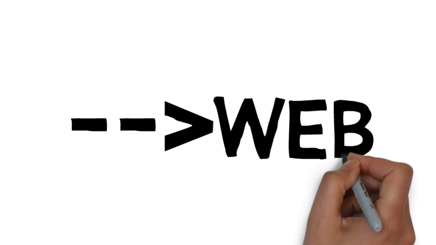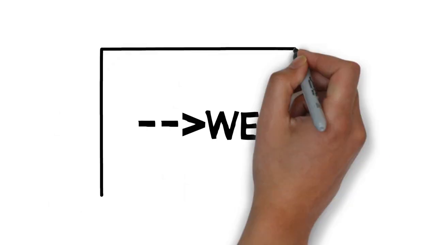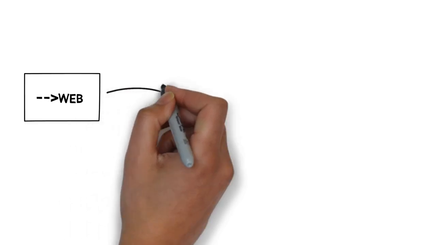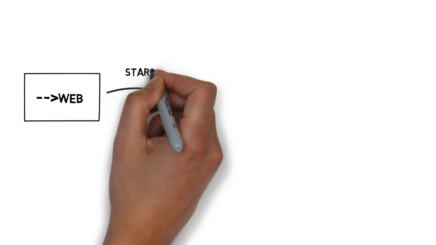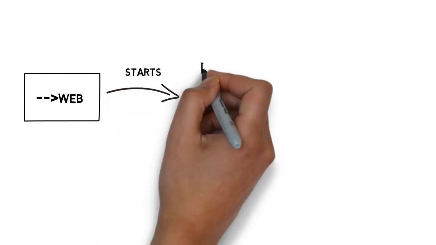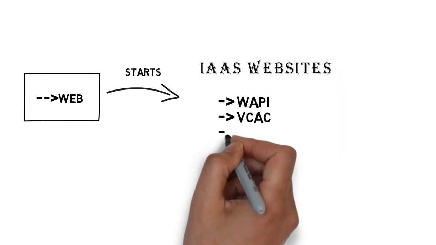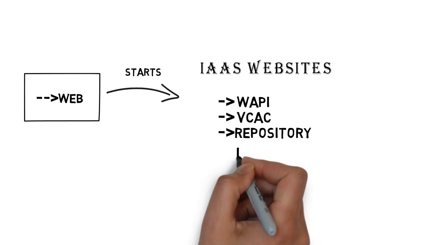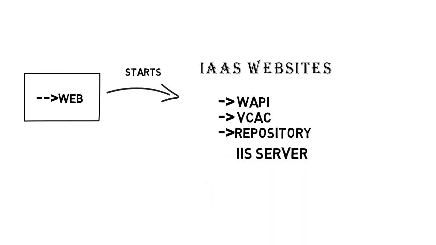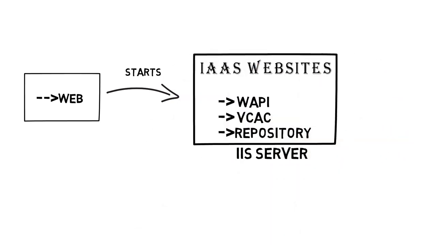Next up, let's discuss the model manager web component. So we are going to install model manager web on all the web servers, unlike its data counterpart. As soon as we install it, it starts three websites on the Internet Information Server. The websites are the VAPI, the VCAC, and the repository. Now, these websites are collectively called the IIS website or the IIS web.